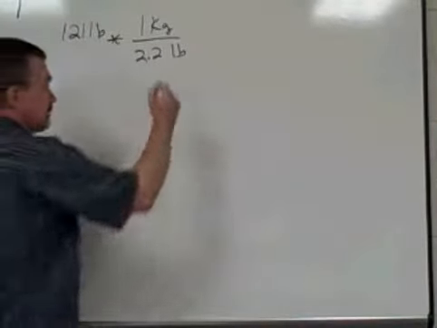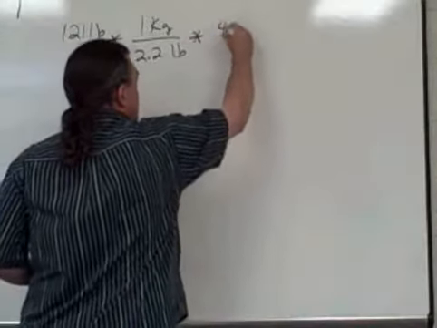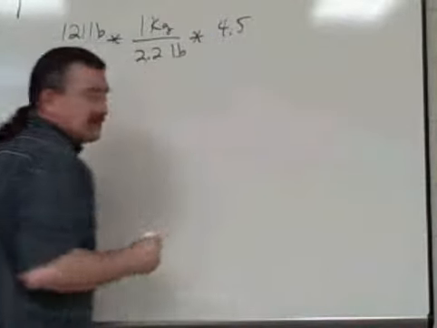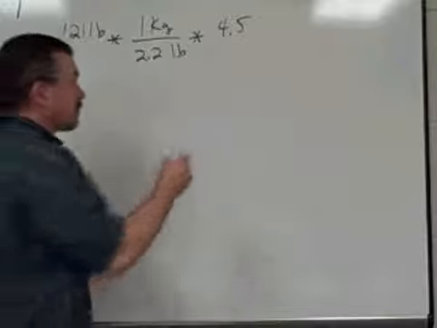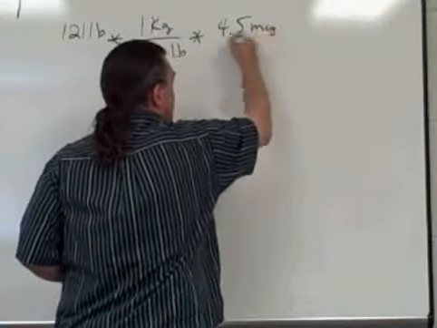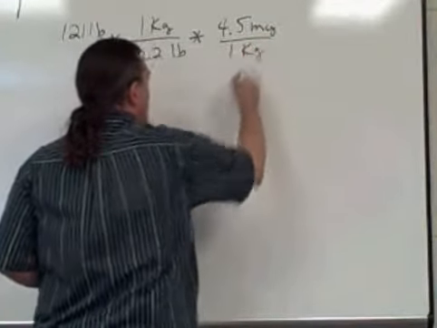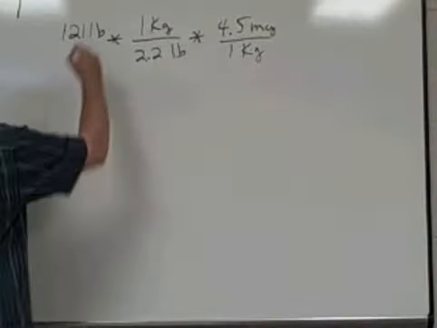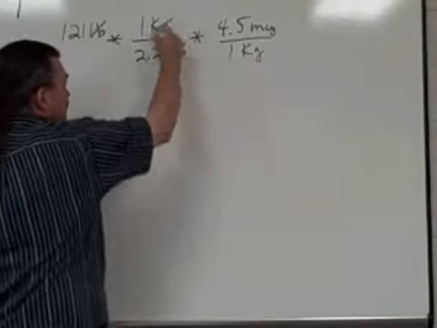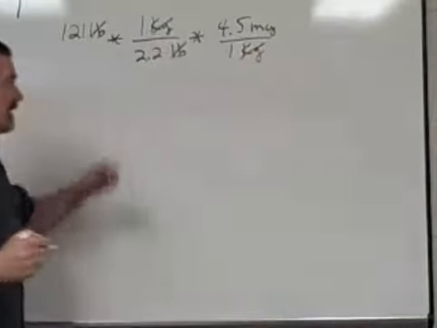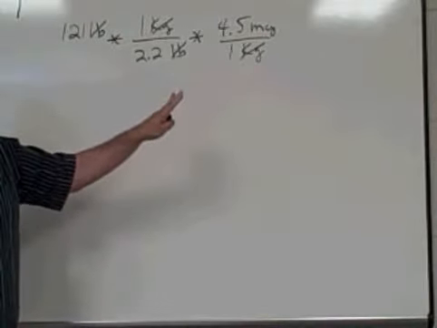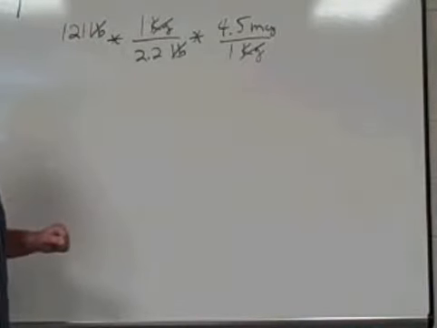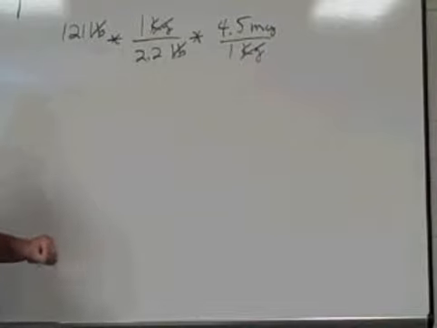Now we can factor in that the patient is to receive 4.5 milligrams per kilogram of body weight. So pounds would cancel, the kilograms would cancel, leaving us the number of milligrams of drug that this patient should receive. And that was our first question. How many milligrams of the drug will you prepare for a patient who weighs 121 pounds?